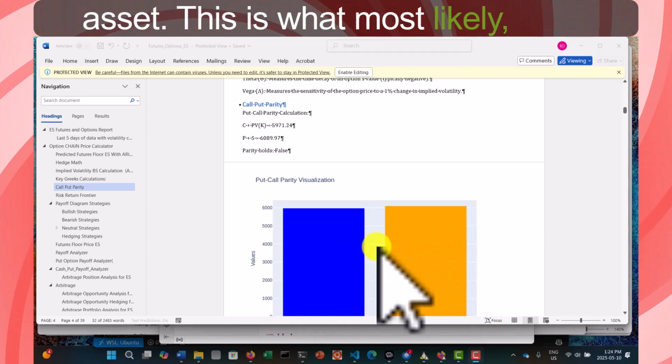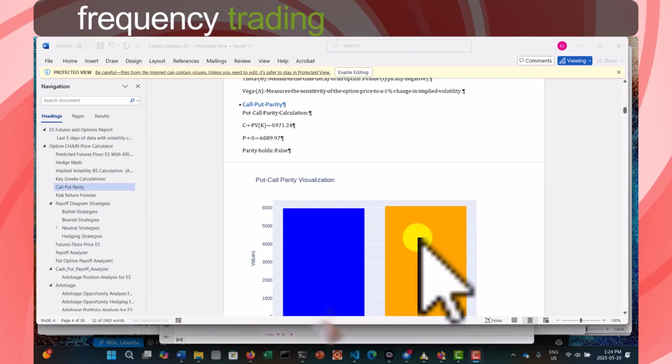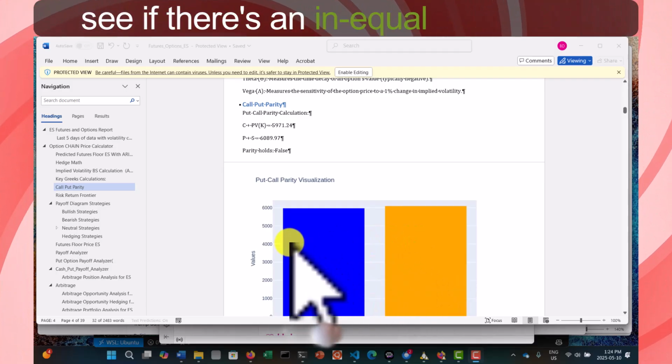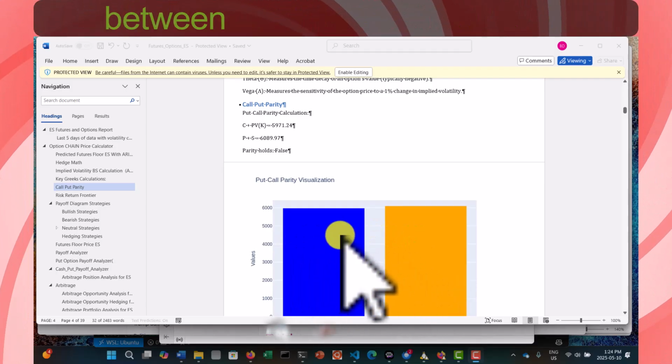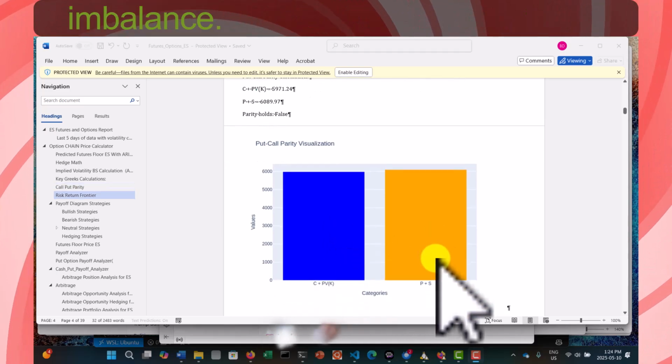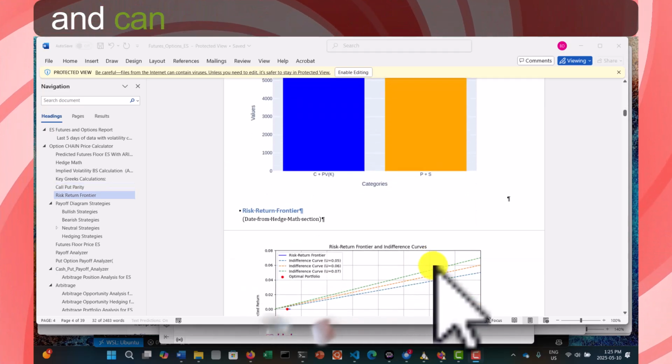This is what most likely high frequency trading firms will look at to see if there's an disequilibrium between the call and the put in the imbalance. And that's when they go in and trade.